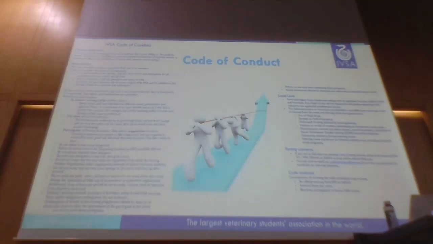Then the code of conduct. In Poland, as EXCO asked the wellness committee to make a code of conduct for IVSA, which is basically a set of guidelines you should adhere to at the event. So this is basically how you should be behaving here.